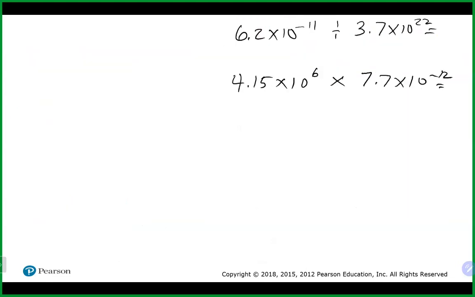All right, so let's try some here and see. Let's try a couple I think I got here. Try both of these, punch them into your calculator, see if you get the right answer. We've got 6.2 times 10 to the minus 11 divided by 3.7 times 10 to the 22. And then secondly, do 4.15 times 10 to the 6 times 7.7 times 10 to the minus 12. See what you come up with there.